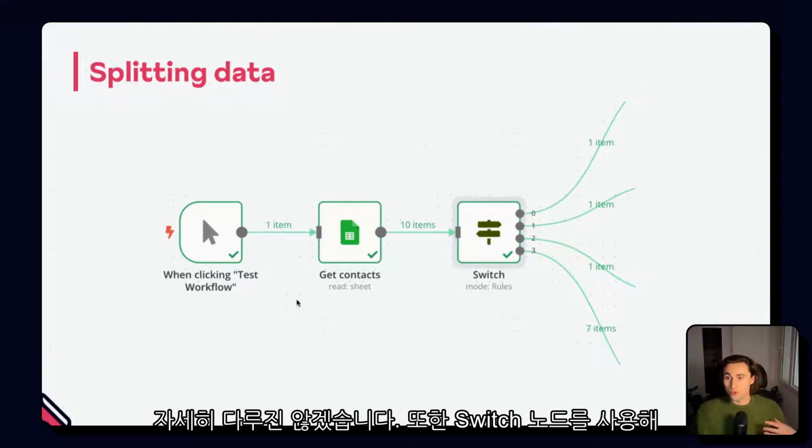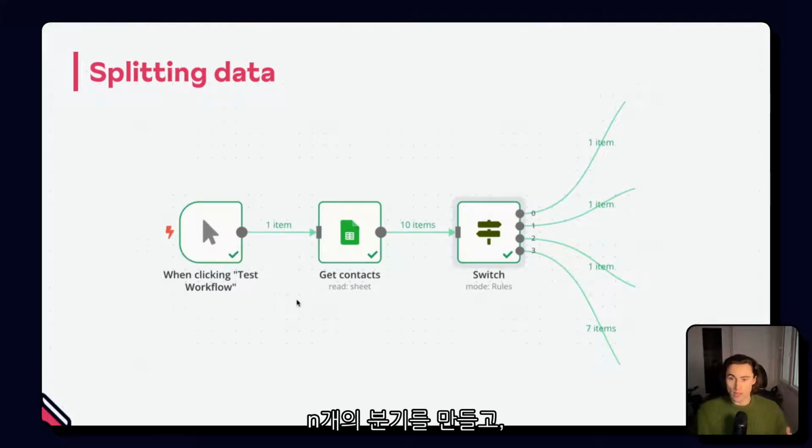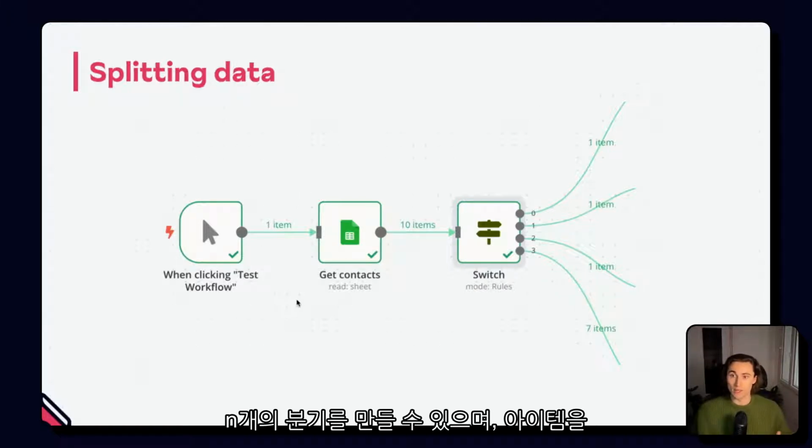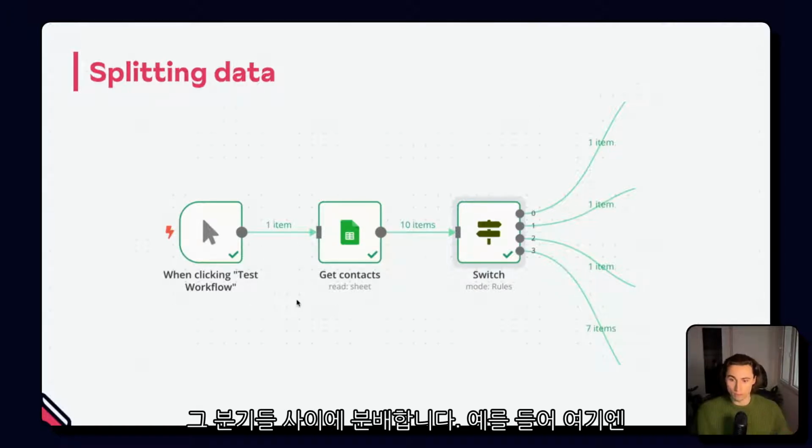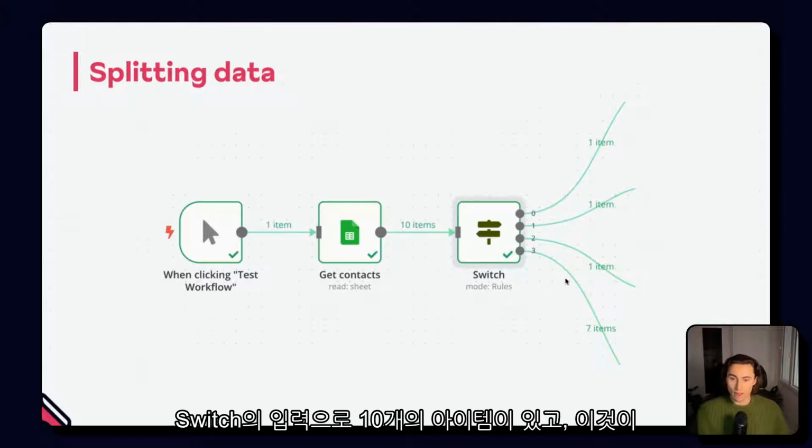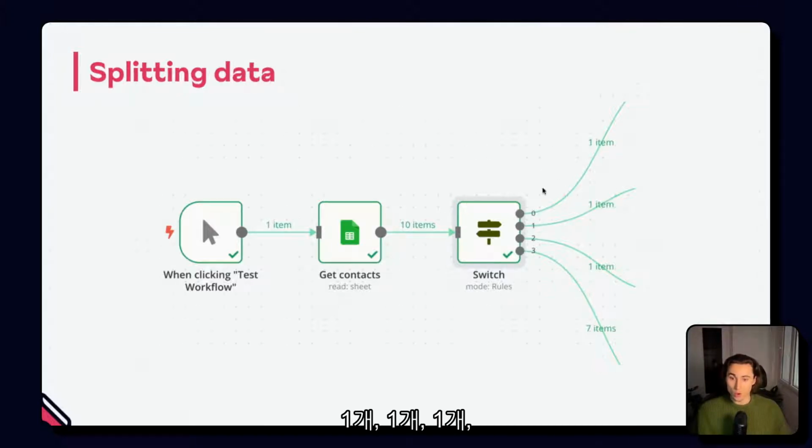We can also use the switch node to create n branches and also assign a fallback branch, creating n total branches that split the items amongst them. So here we have 10 items in the switch's input, and these are being split into one item, one item, one item, and 7 items, totaling 10.